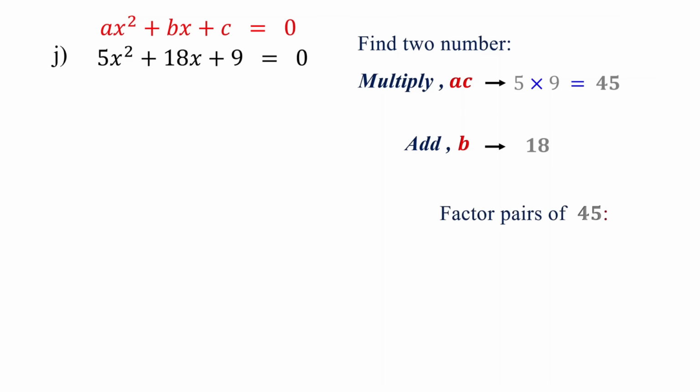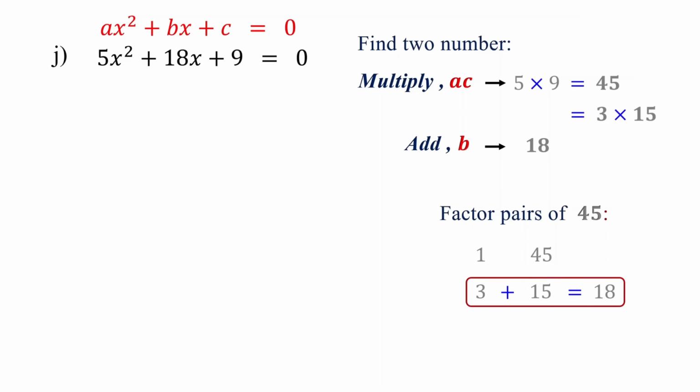List the factor pairs of 45: 1 and 45, 3 and 15. If you notice, 3 and 15 add up to 18, right? So, these are the two numbers we are looking for. While listing the factor pairs, if you notice a pair that works, you don't need to continue listing the remaining pairs, since there is only one factor pair that satisfies both conditions. Moreover, if you can mentally figure out the two numbers, there is no need to make a list. You can proceed with that. And by the way, because we are multiplying A by C here, this method is called the AC method.